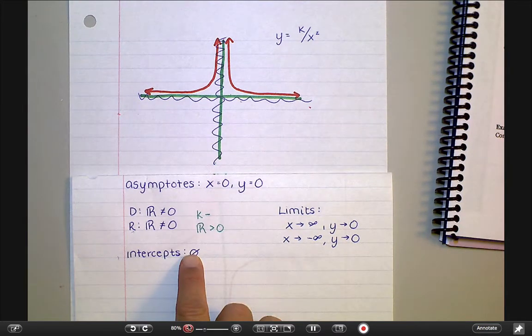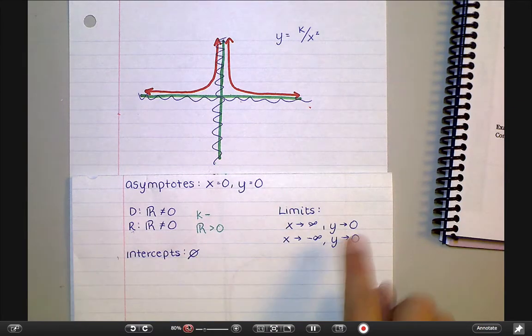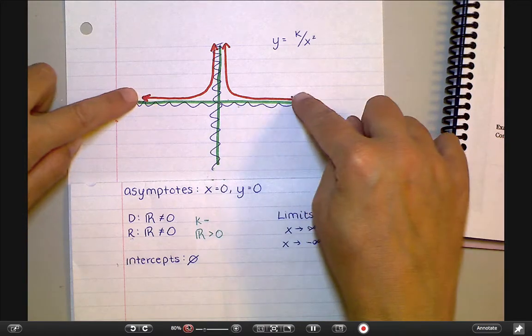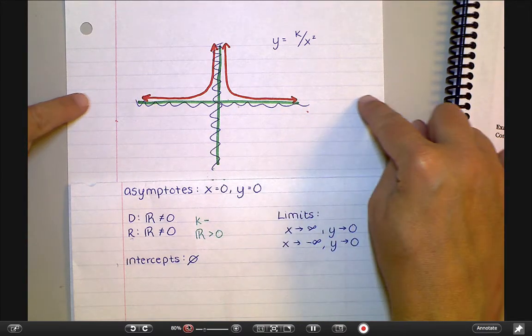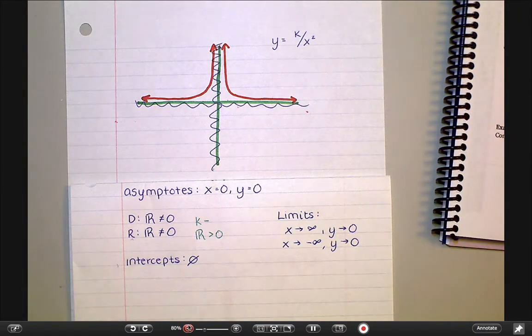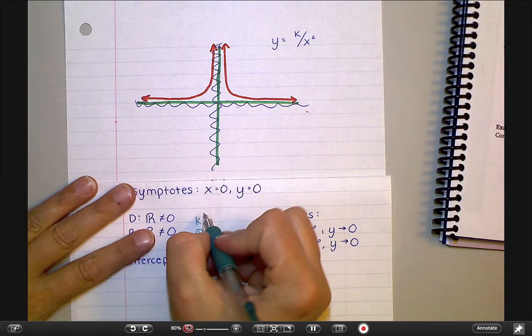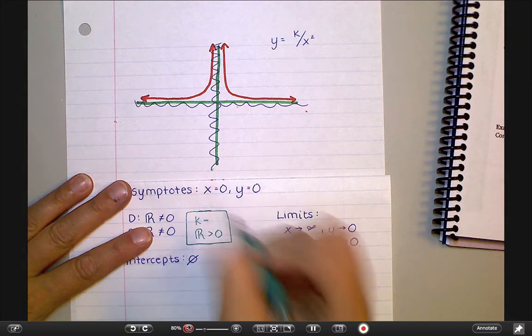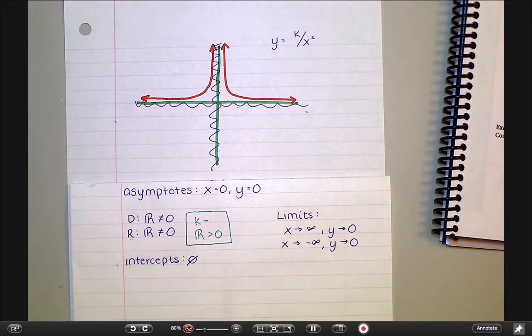It's still true that we don't have any intercepts, and our limits are still the same because as I work out towards infinity, both of these things are still just getting closer and closer to 0. So as far as differences in your properties, this is the only thing that changes when you have the k over x squared.